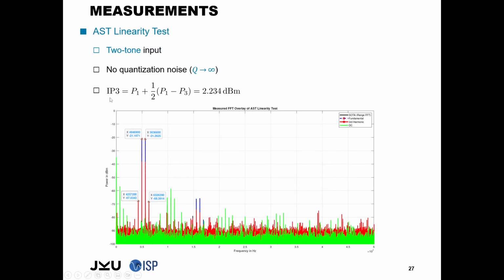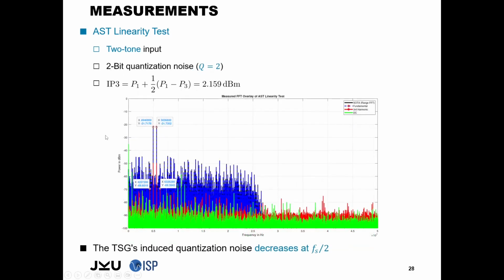So first, we have a look at the IP3 value with no quantization noise. Again, with 2.2, this is perfectly fine. And now we see that with also 2-bit quantization noise, we approximately get 2.2 dBm, and therefore the IP3 value is evaluated correctly. We furthermore see that the test signal generator sampling frequency is 15 MHz. So at 25 MHz, the quantization noise reduces because the signal's end is here, and then it's decreasing to the actual noise floor of the measurement setup.